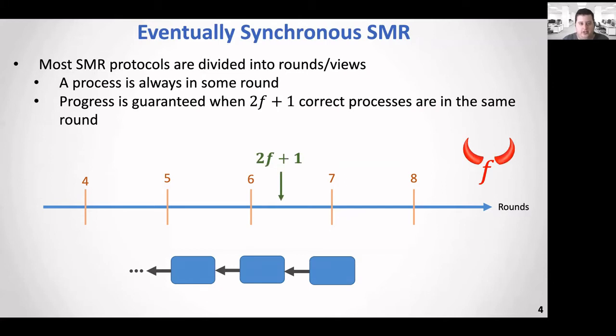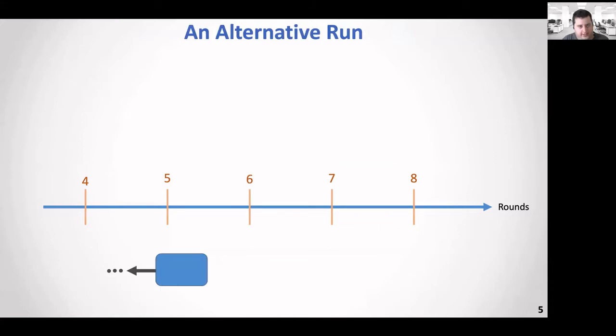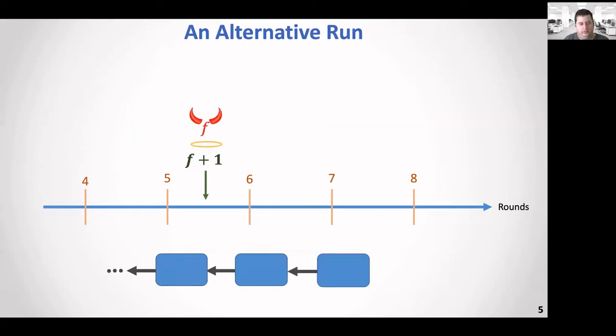So let's look at an alternative run. It's identical to the run we've seen before, but here we separate the f plus 1 correct processes from the f Byzantine ones. Again, in this example, the f plus 1 correct processes and the f Byzantine ones run the consensus protocol, reach a decision, move to the next round. They run the consensus protocol in round 5, reach a decision, and move to round 6. And then the f Byzantine processes decide to stop participating and drink a margarita. So we're left with the following situation.